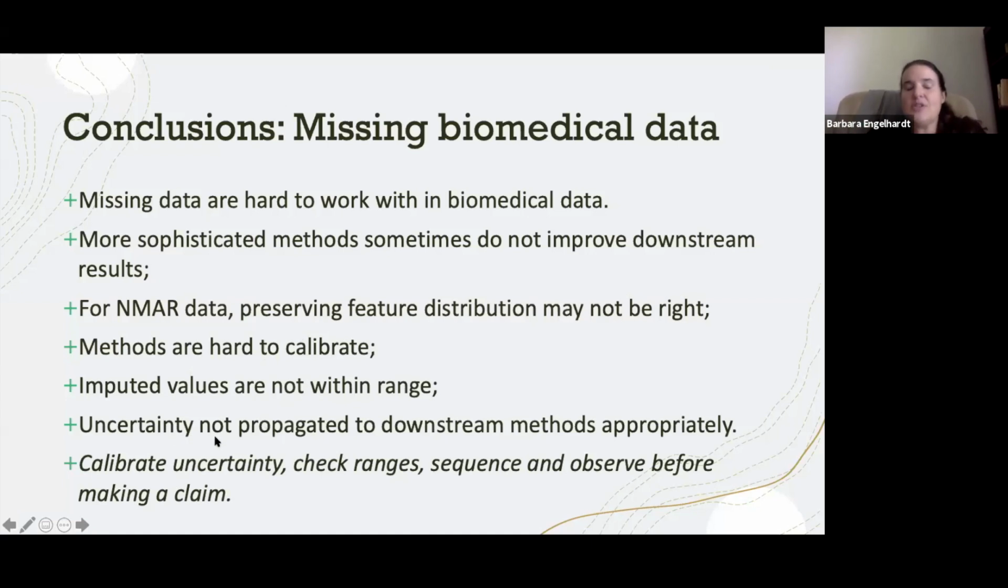Unlike Rubin's method, which we actually never used, but I wanted to throw it out there as something that we could use, uncertainty is not propagated to downstream methods appropriately. So we really don't know in a lot of cases how uncertainty in imputation is reflected in our results. And so to put it all together, when actually working with these methods on biomedical data, I highly advise you to think about calibrating uncertainty within your own data, check the ranges carefully, and actually observe. So if you have missing data, go back to the original data set and see if you can observe those values before you make any serious claims about your results based on imputed data.